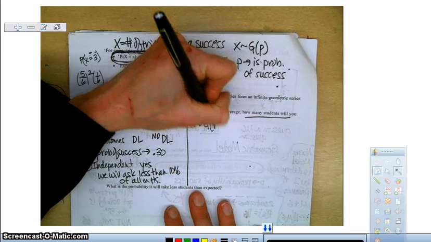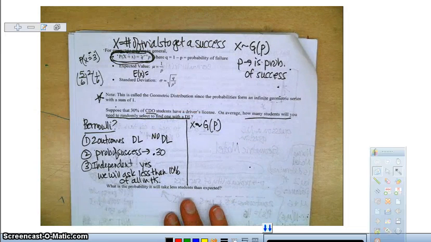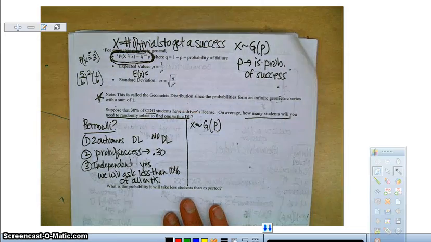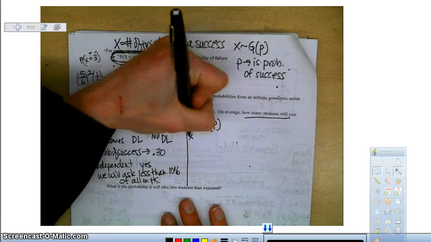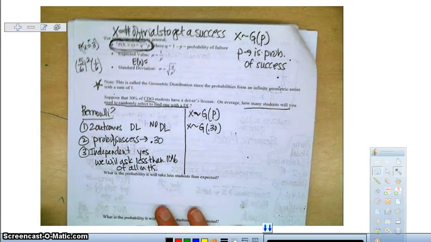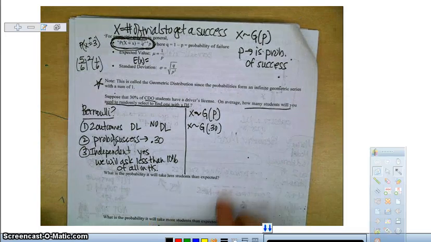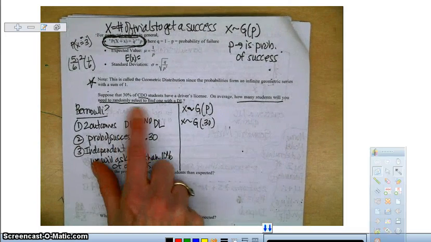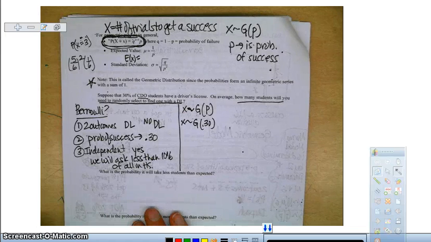And what is the probability of success? What is P? What's the probability they have a driver's license? We already answered that once. 30%. So X is geometric and the probability of success is 30%. Okay, so now we can answer the question that they asked. It says, how many students will you need to randomly select to find one with a driver's license?